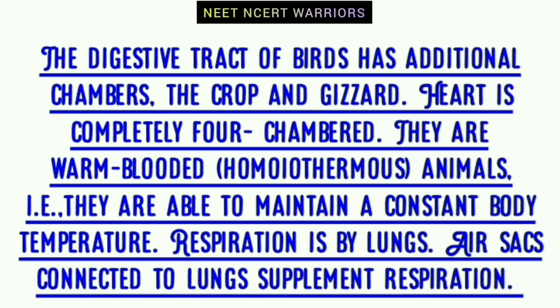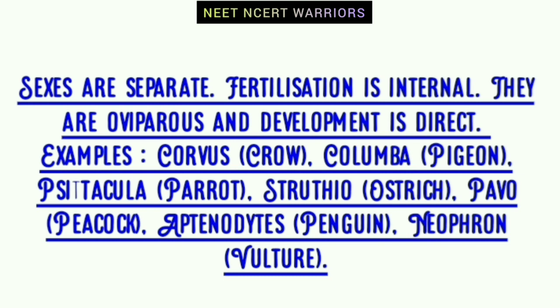The digestive tract of birds has additional chambers, the crop and gizzard. Heart is completely four-chambered. They are warm-blooded, homoeothermous animals, i.e., they are able to maintain a constant body temperature. Respiration is by lungs. Air sacs connected to lungs supplement respiration. Sexes are separate, fertilization is internal. They are oviparous and development is direct. Examples: Corvus, crow, Columba, pigeon, Psittacula, parrot, Struthio, ostrich, Pavo, peacock, Aptenodytes, penguin, Neophron, vulture.